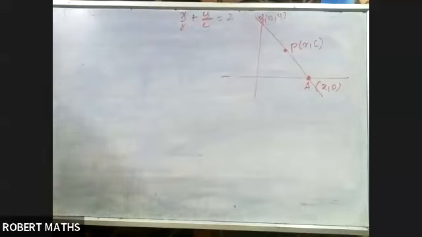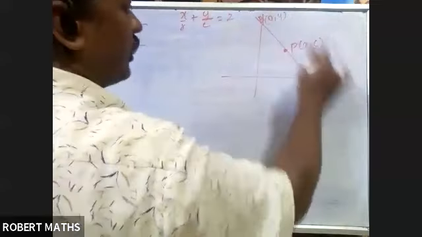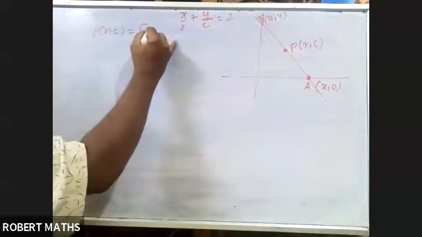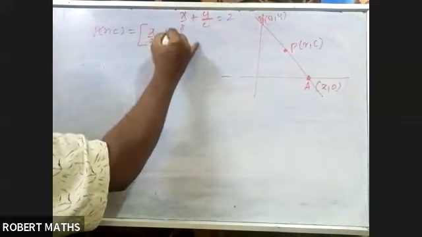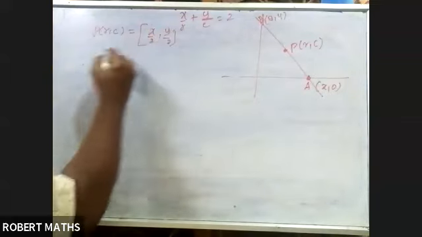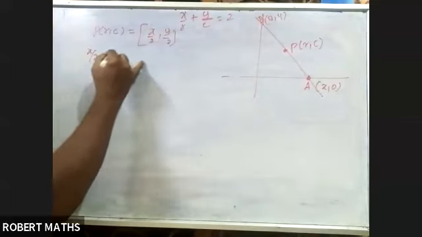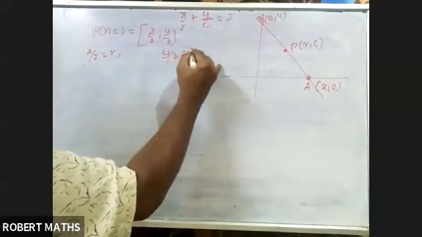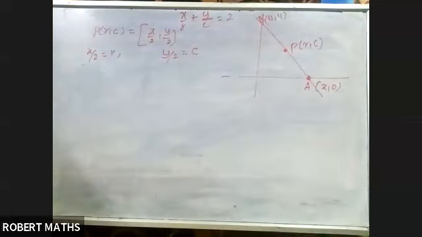The midpoint is P of r comma c. What is the midpoint formula? (x1 plus x2) by 2, comma (y1 plus y2) by 2. So x plus 0, x by 2, comma y plus 0, y by 2. From this we'll get x by 2 equals r, and y by 2 equals c.